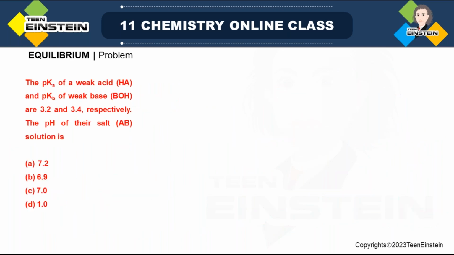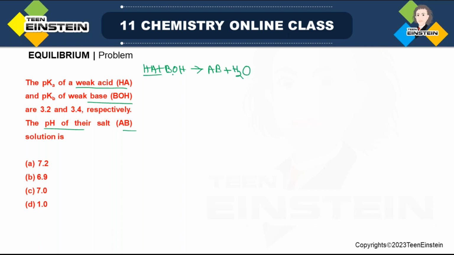Next problem. Now the next problem is related to hydrolysis. Remember we have seen some formulas in the last class for hydrolysis of different types of combinations of acid and base. So here we have weak acid HA and weak base BOH. We have to find the pH of their salt. The salt is AB. The reaction is between HA and BOH, and they are producing the salt AB and water.